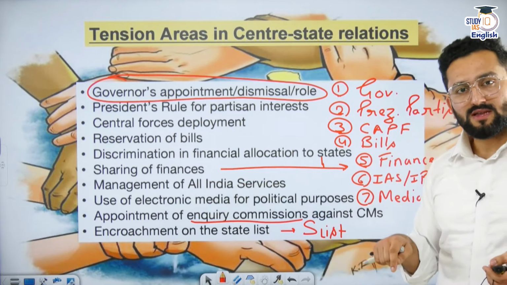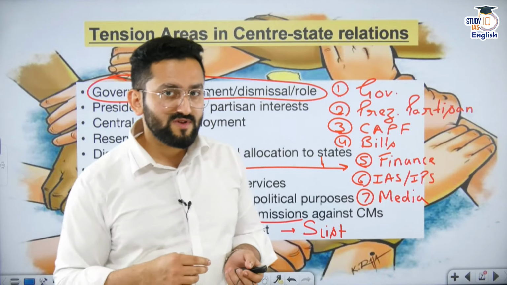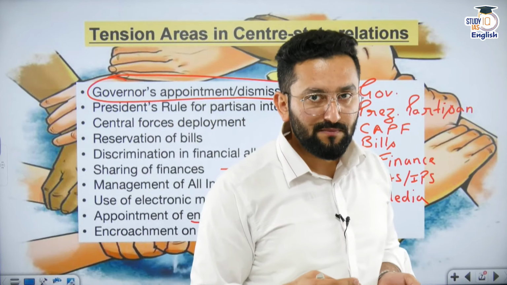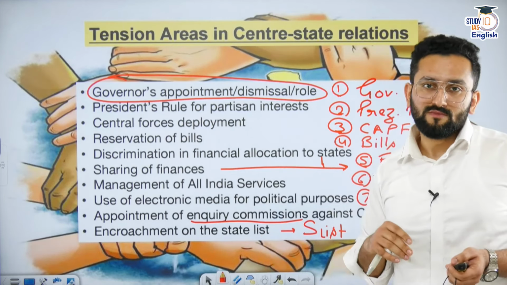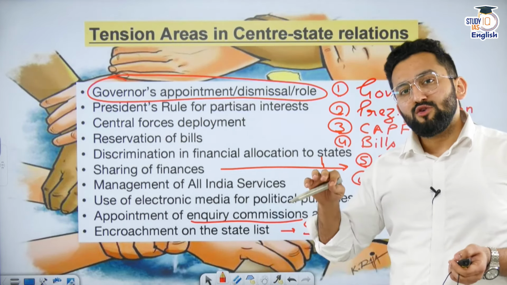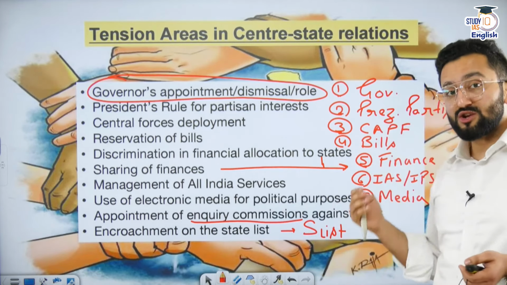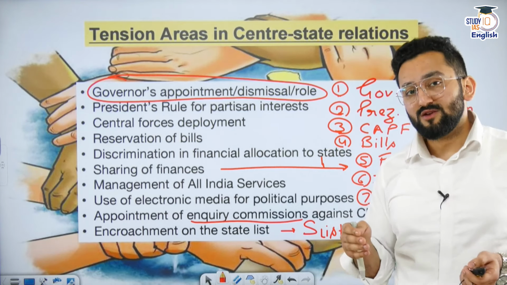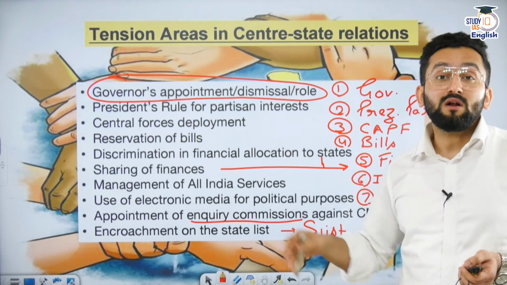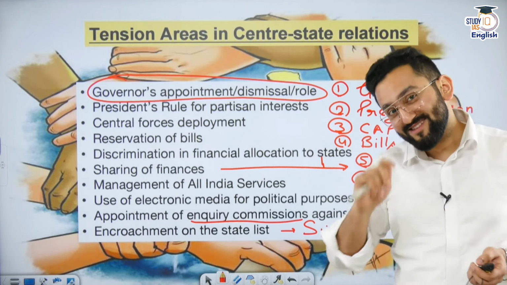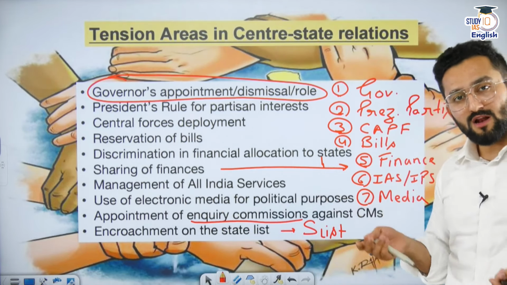Management of all India services. As you know, IAS, IPS, Indian Forest Service. There are three all India services. States time and again say that these all India services have patronage towards the center, which compromises the authority of the state government. That is one claim, and in the upcoming discussion you will see how many times various commissions made by states on center-state relations have demanded abolition of all India services. Abolition.